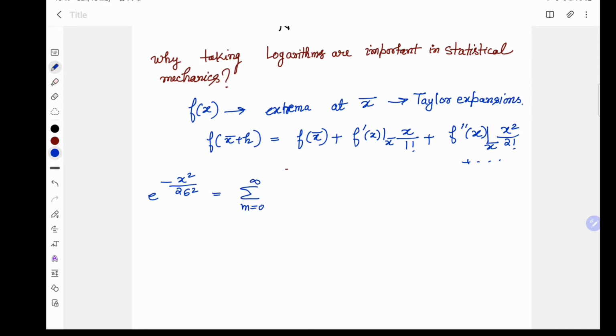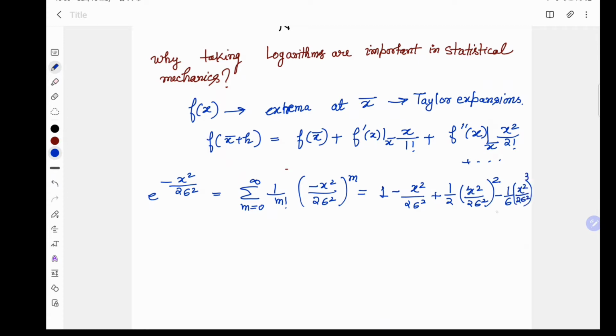Let's say sum over m equals 0 to infinity of 1 over m factorial times (minus x square over 2 sigma square) to the power m. Is this 1 minus x square by 2 sigma square plus 1 over 2 (x square by 2 sigma square) whole square minus 1 over 6 quantity cube, and so on. If you want to go back to the Gaussian, you cannot neglect any of the terms. One has to take all of the terms to get back to the Gaussian again.